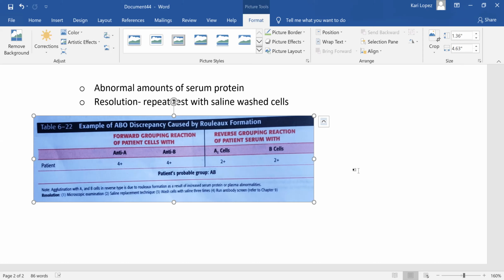So your ABO discrepancy caused by rouleau formation is going to be, their type is AB, except when they are forward typing, they get the correct reaction. And when they're reverse typing, they have weaker reactions. So no agglutination with A1 and B cells in the reverse type is due to rouleau formation as a result of increased serum protein or plasma abnormalities. So what should it normally be in the reverse? If you have a group AB person, it should be 0 and 0. So they're getting these weak 2+ reactions instead.